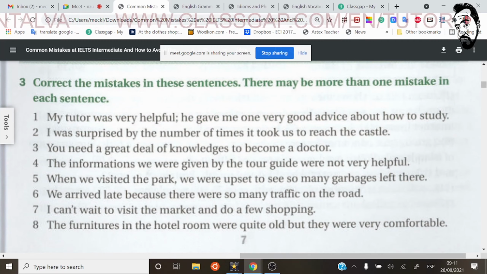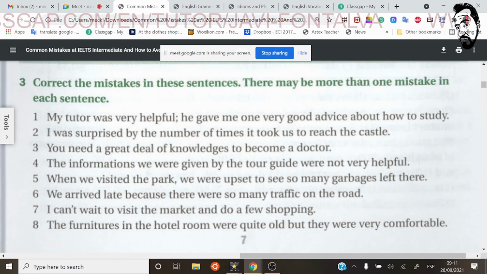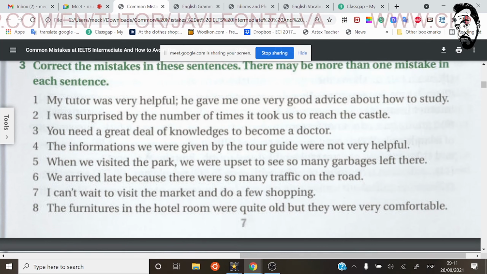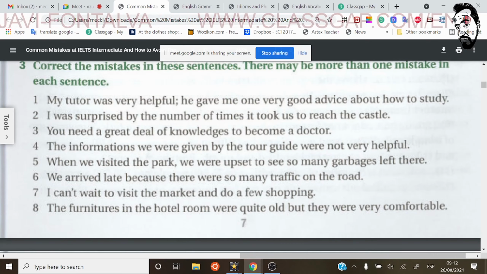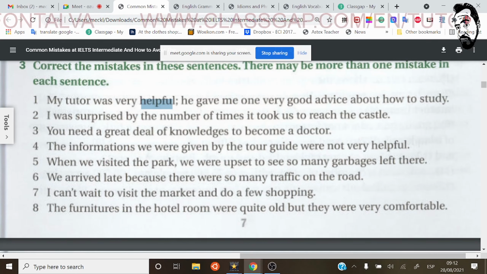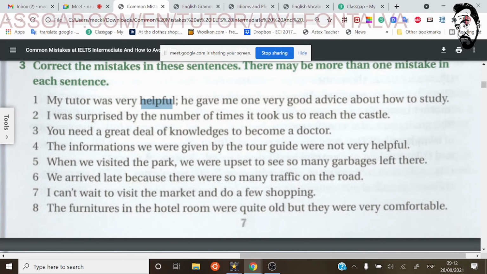So in these sentences there are mistakes, and we have to correct the mistakes. Sometimes you can find more than one mistake. So let's try number 1. My tutor was very helpful. Helpful is something that is useful. So someone who is helpful is someone who helps you.